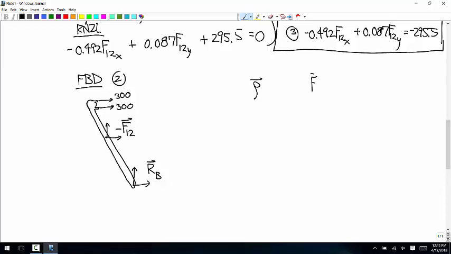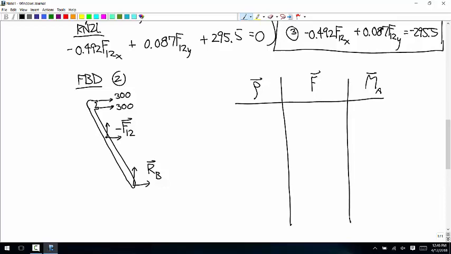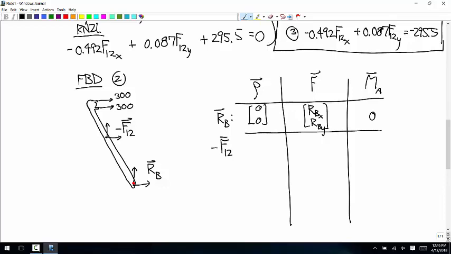So rho, force, moment. First, the force RB. Put the about point down there. So rho vector is 0. The force is RBX, RBY. Cross product 0. And then negative F12.